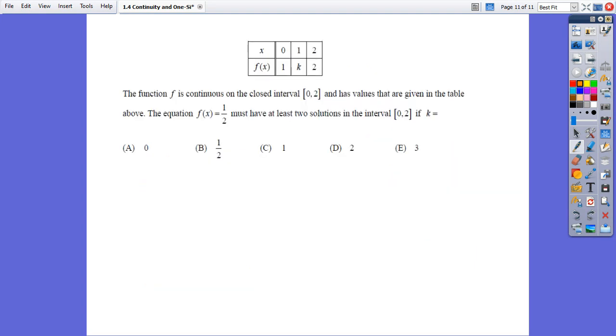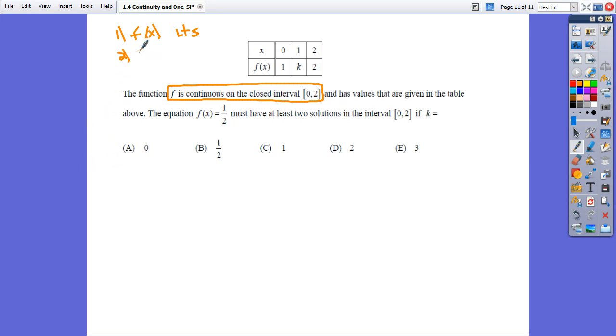Last example is an IVT. And so again, it gets a little bit tougher, but keep in mind what you have to do. So we've got to make sure that the function is continuous first. And so here, f is continuous on the closed interval 0 to 2. That's just given to us. And so number 1, f of x is continuous. Now, we don't have to prove it because this is a multiple choice, but it's good to go through our list.